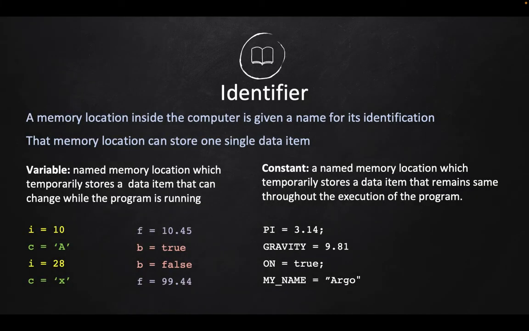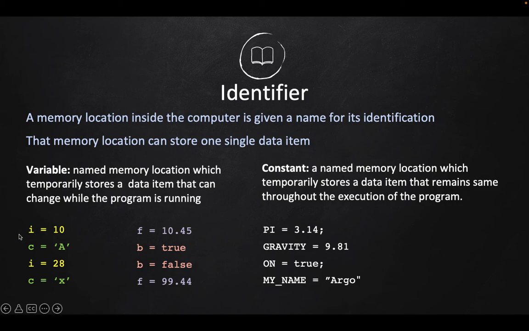The next is an identifier. Identifier is exactly the same as the concept of variable that you have used in basic mathematics. If we want to formally define an identifier, it will be like a memory location inside the computer which is given a name for its identification. And that memory location can store one single data item. Well, do not get confused with this formal definition. It's exactly the same as the concept of variable that you have used in your basic mathematics.